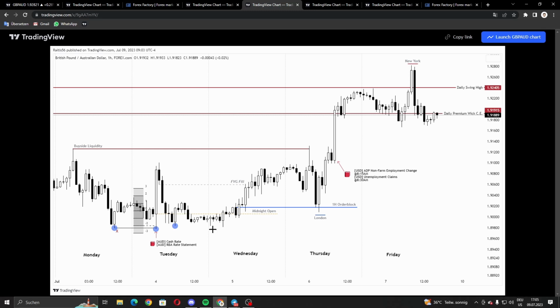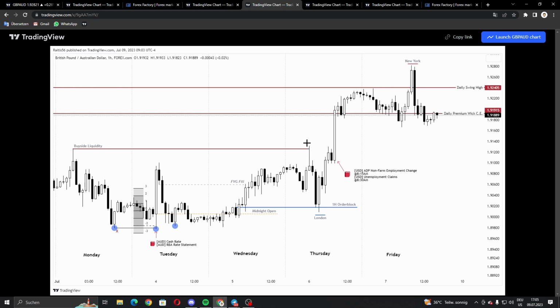So Tuesday consolidated overnight, and we also came pretty close to the stop loss on this day. And on Wednesday we finally saw the first push up, filled in this fair value gap right here, and we were able to break the equal highs right here, the buy side liquidity, and also this major buy side liquidity pool on Thursday in the morning.